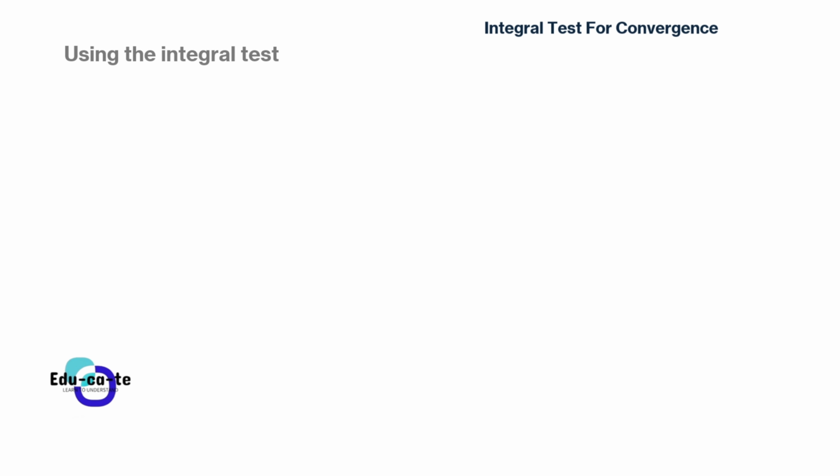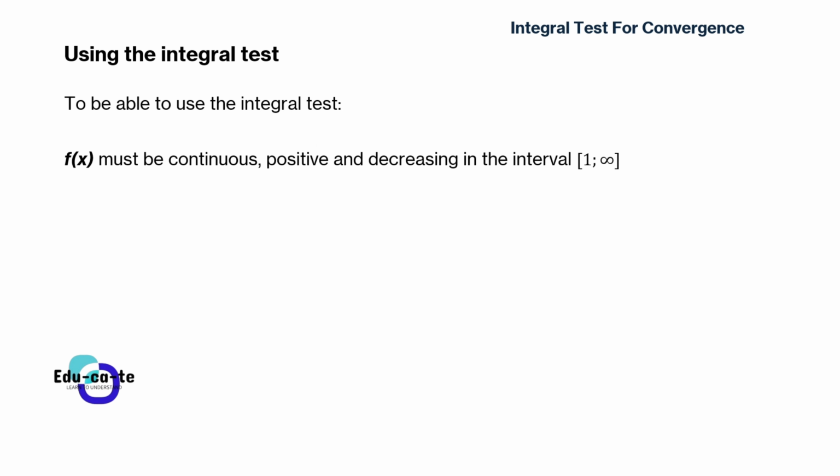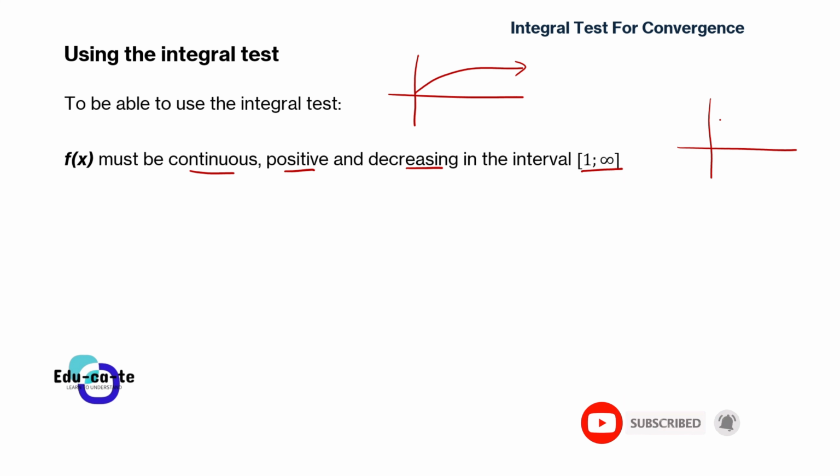So now, to be able to use this integral test for convergence, how can we use it? First of all, the function f of x that you are obtaining from your sequence must be a continuous function, it must be a positive function, it must be a decreasing function in the interval 1 to infinity. Otherwise, if your function looks like something like this, you cannot use an integral test to determine the convergence here, because it's an increasing function in this interval from x equals 1 to x equals infinity.